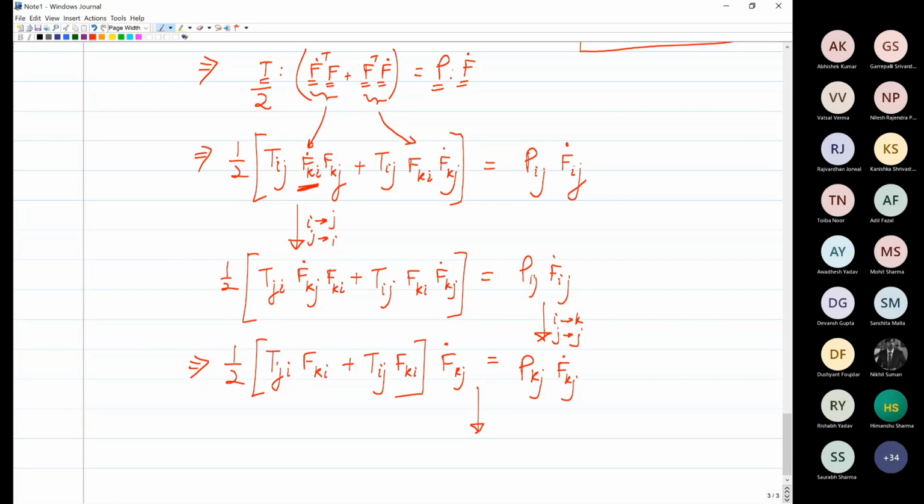What I want to say here is that since F dot_kj is arbitrary, this implies the coefficient of F dot_kj will be equal on both sides. So half of T_ji F_ki plus T_ij F_ki, that's equal to P_kj.